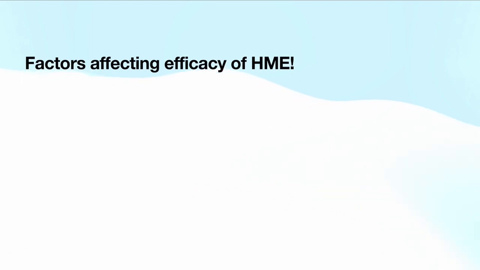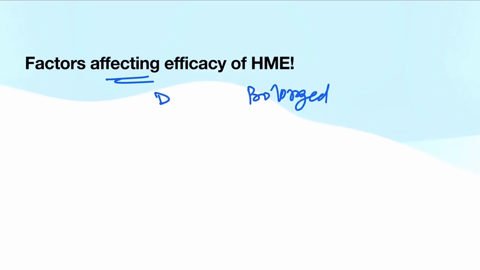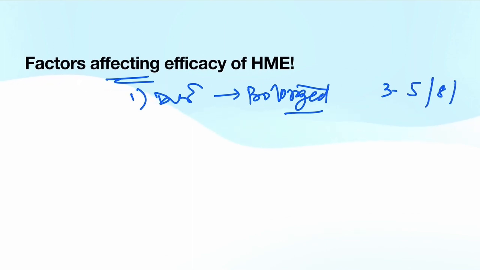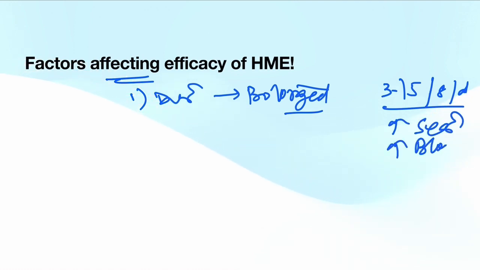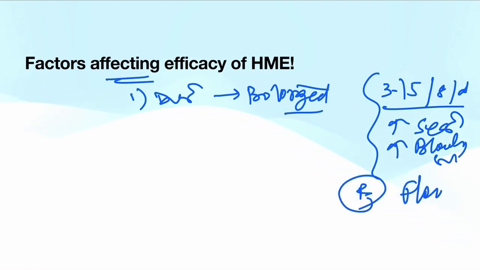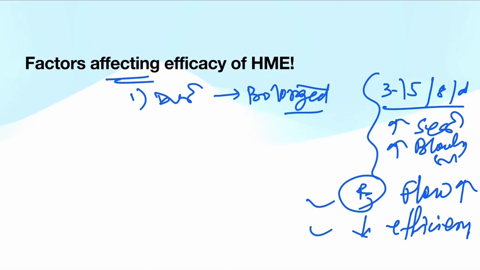So what are the factors that affect the efficacy of HME? So when the HME is used for a prolonged duration, let us consider more than 3 days or 5 days or 8 days, and the patient is having a higher amount of secretion or bloody secretion, it gets clogged and resistance to flow increases. Also, the efficiency is decreased. So as the duration increases, we need to inspect the HME, the transparent site, whether there is mucus or blood clogging, and we need to change it periodically.